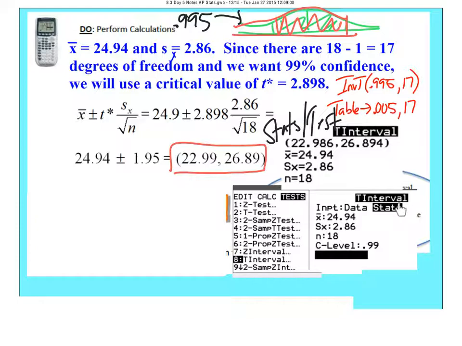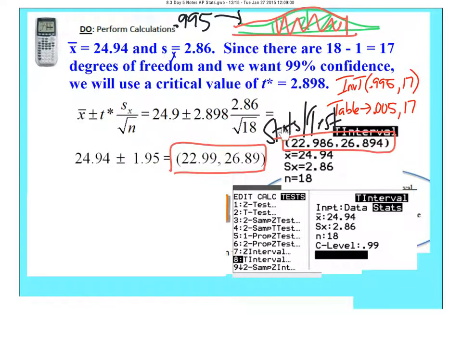I like using the Stats one, and I'm just going to type in the mean that we got, the standard deviation that we got. Sample size, not degrees of freedom, so make sure you put 18, and then the confidence level. And then you just click Enter, and you're going to notice here we get the exact same answer as we had gotten here before. So I can state this right here instead of having to show all of this work.